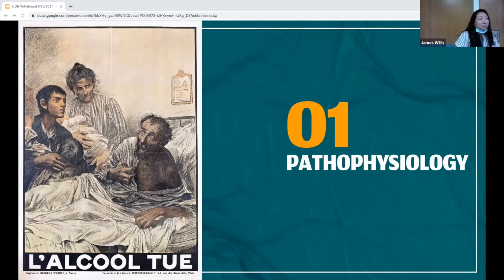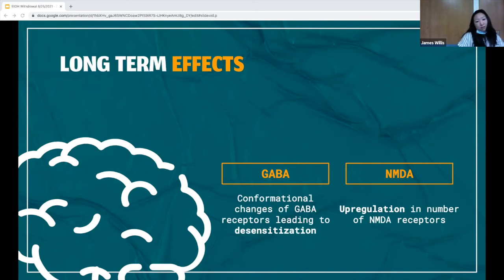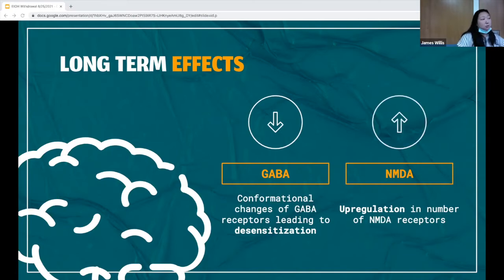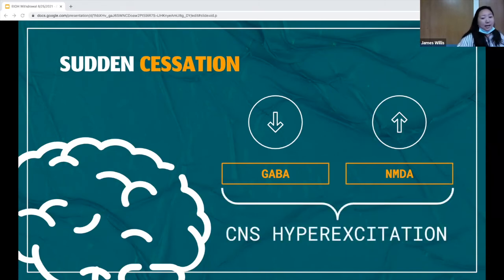So first, a really simplified pathophysiology of ethanol. Acutely, alcohol potentiates the effect of GABA and antagonizes glutamate at NMDA receptors, which leads to overall inhibitory effects of alcohol. But chronically, alcohol use will lead to conformational changes of the GABA receptors, leading to desensitization and an upregulation in the number of NMDA receptors. So when you get a sudden cessation of alcohol use in these chronic alcoholic patients, with the downregulated GABA and the upregulated NMDA, you'll get CNS hyperexcitation, which is the basis of alcohol withdrawal syndrome.